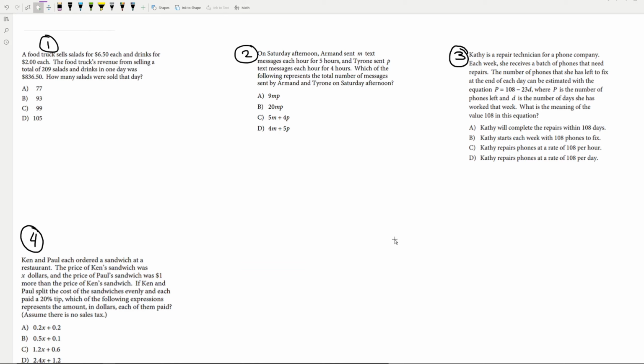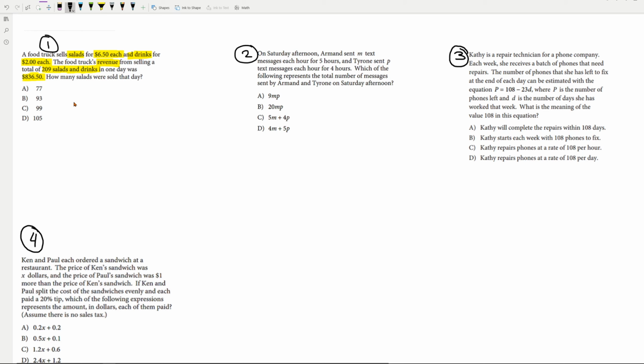Okay, so starting off with the first sentence of the first question, we get two pieces of important information. Salads sell for $6.50 each and drinks sell for $2 each. Now, the next sentence tells us about how much money the food truck makes in that day, and they make a total of $836.50. And that's through selling 209 items, which is a combination of salads and drinks.